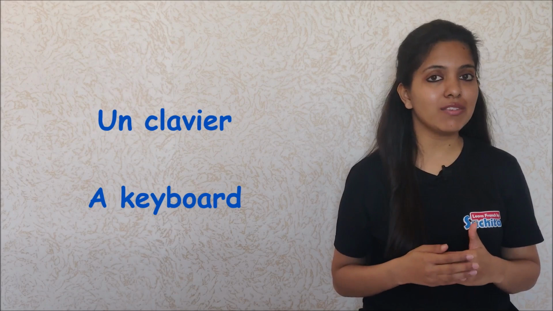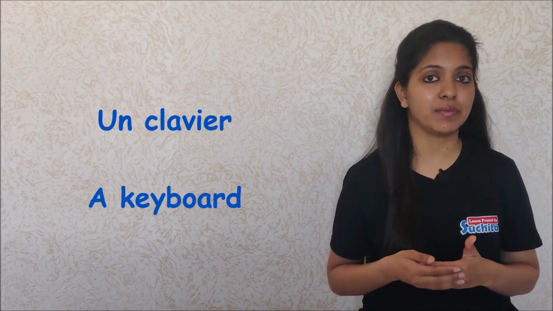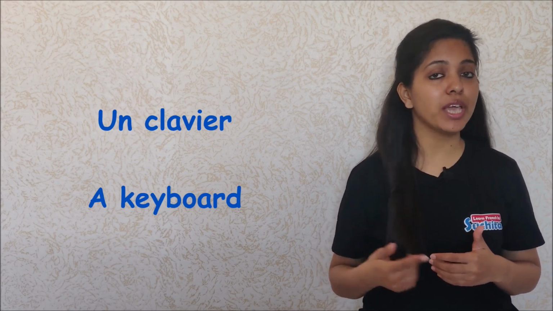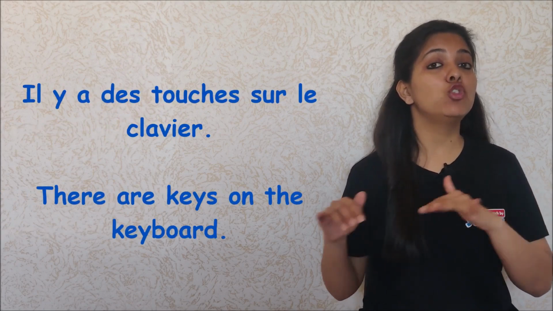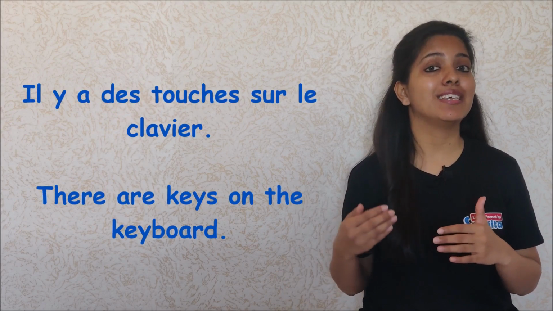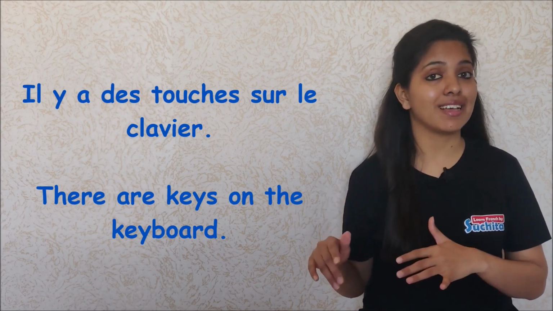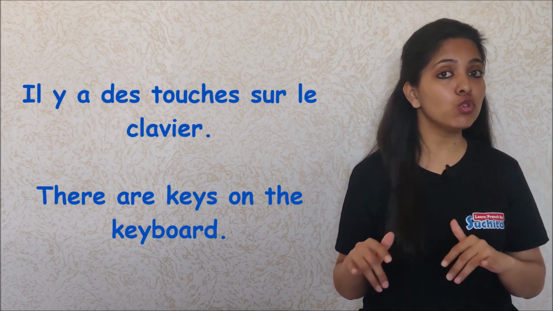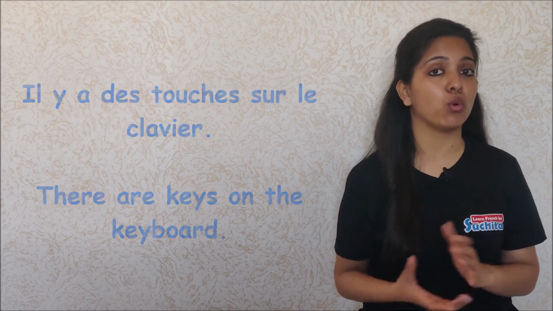Maintenant, un clavier. Un clavier, which means a keyboard. Try to repeat after me, okay? Un clavier, which means a keyboard. Maintenant, il y a des touches sur le clavier. Touches, which means the keys. Alors, il y a des touches sur le clavier. There are keys on the keyboard.